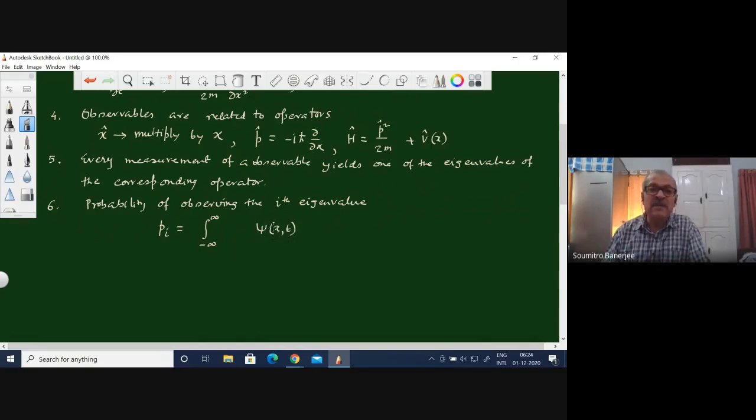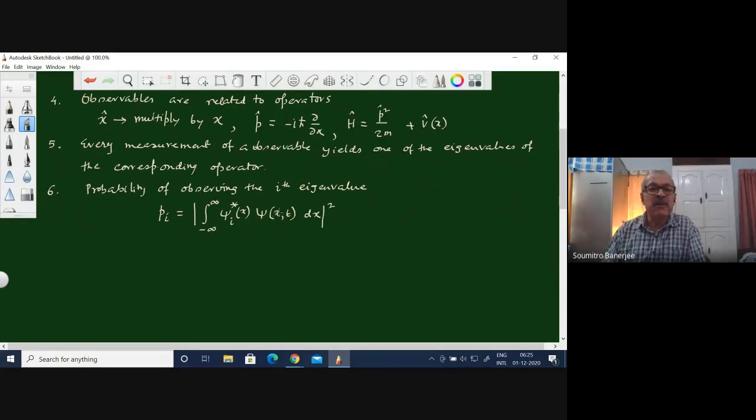We will have to obtain its projection, its overlap with the corresponding eigenfunction. Eigenvalue is related to an eigenfunction, so let us call that, say, psi I of x. Since we are handling complex numbers, I will have to put the star, then dx. This itself could yield a non-positive number, so this has to be taken mod square. So that is the probability. By itself, this will be the probability amplitude, and when you take the mod square, it becomes the probability.